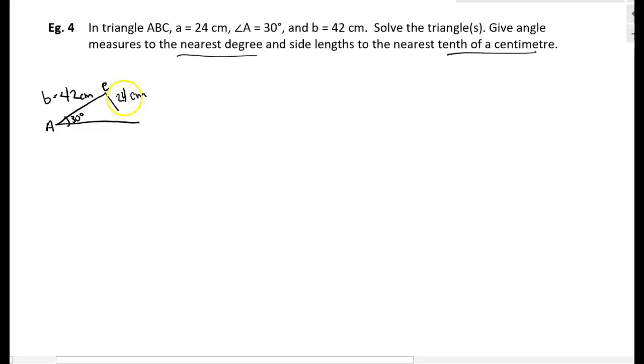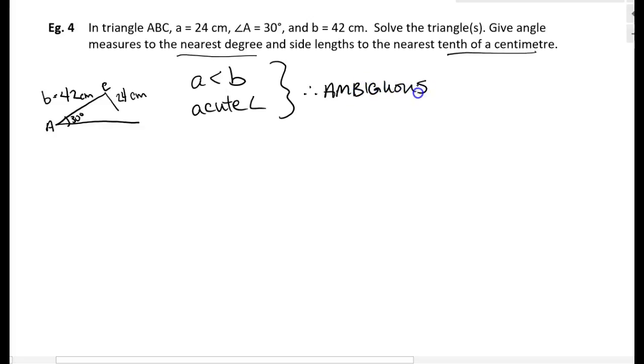Okay, in this case, I can see that my opposite side, side A, is smaller than side B. Going back to our discussion of what makes ambiguous case, if I have an acute angle, which I do here, okay, because it's less than 90 degrees, and A is less than B, that means that it is ambiguous. So now I need to check my height.